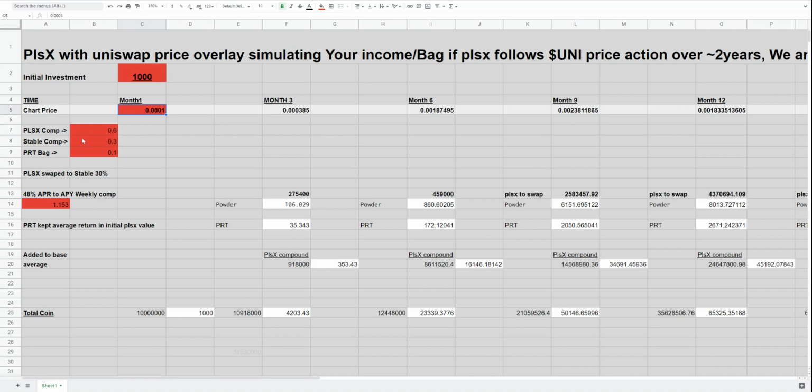As you can see here, we have broken down PLSX recompound, stable compound, and with our compounding stable, we're just putting it in an emergency bag basically, and our third party bag. We're using a 60-30-10 split here. You'll be able to mess with these however much you want.